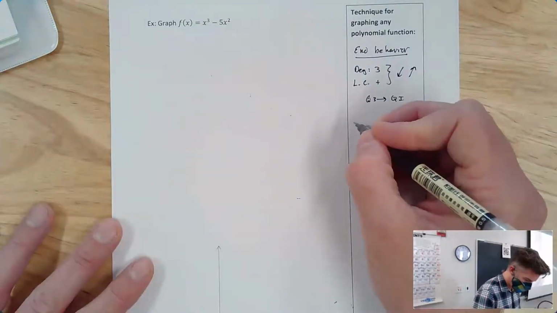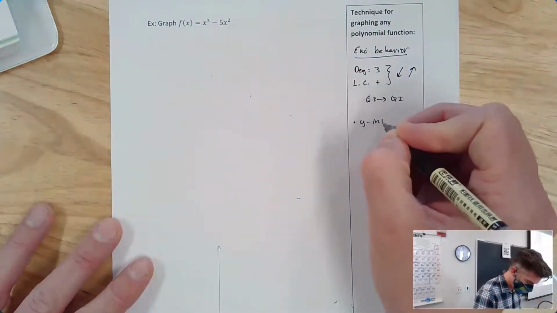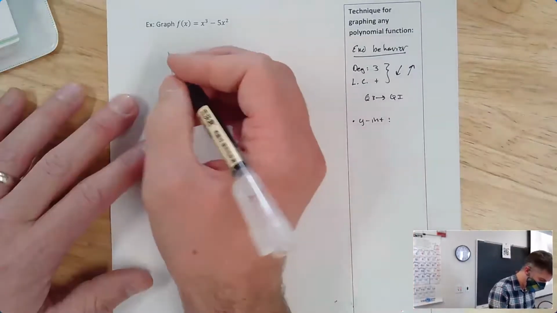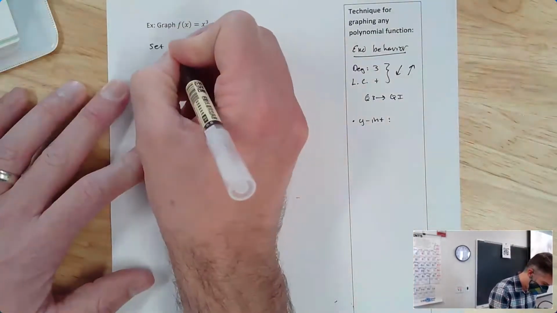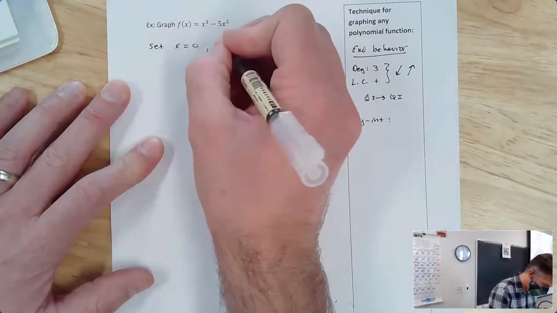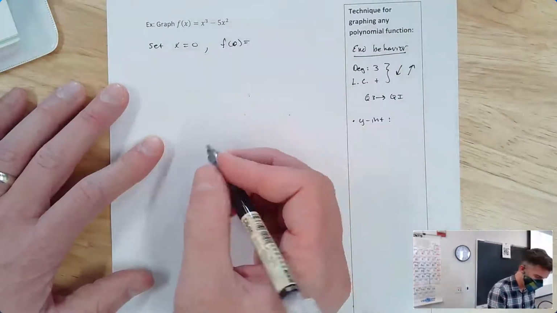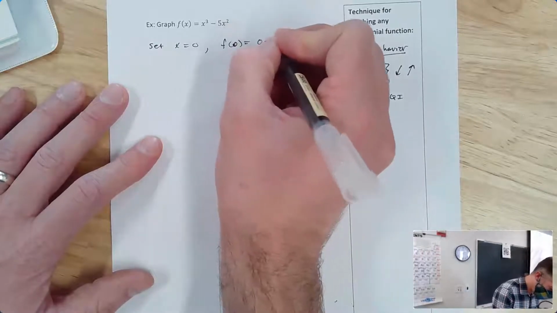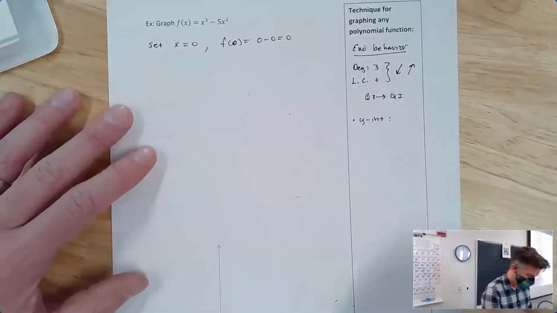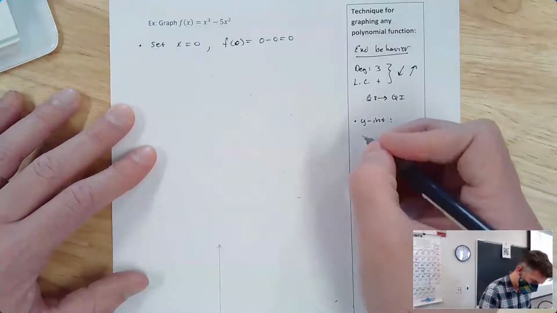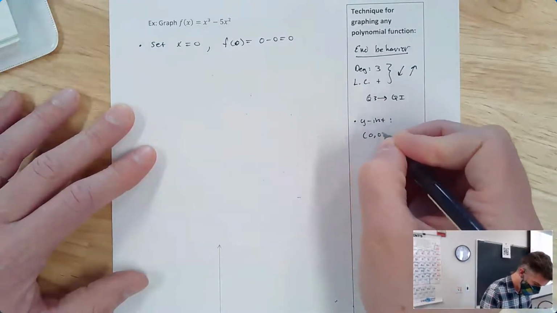Then we talk about the Y-intercepts. So for the Y-intercepts, we're going to set x equal to 0. And we get f of 0 equal to 0. A lot of these have zeros, the Y-intercept, it's kind of boring. So (0, 0) is a Y-intercept.